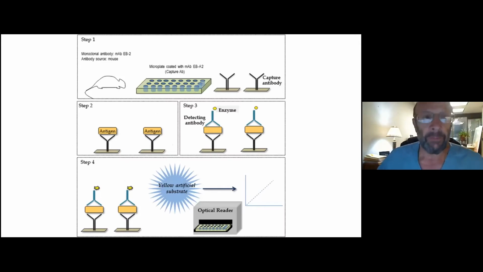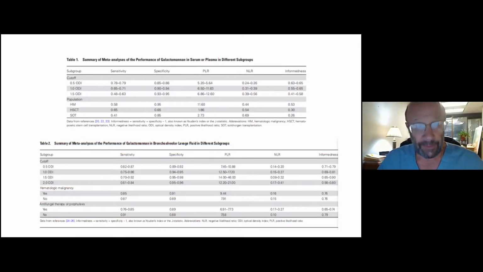Most of you are somewhat familiar with how the ELISA works, but you do have to have an optical reader to perform this assay. Important to recognize, and what I'm taking here are meta-analyses looking at both serum and BAL in terms of performance characteristics. If one looks at table 1, the optical density cutoffs of 0.5, 1.0, 1.5, sensitivity and specificity really improve as that optical density goes up.